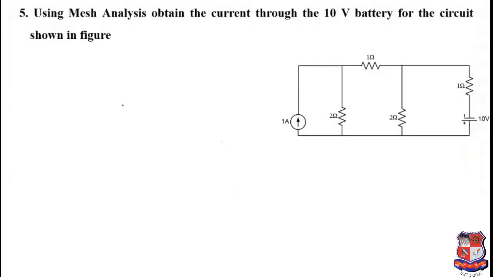So this is the final example of KCL and KVL, that is, you need to solve this circuit using mesh analysis and you need to find the current through the 10 volt battery. Okay, you need to find the current through the battery. So for this circuit which is shown in the figure, you need to find this by using mesh analysis. Okay, so let us solve.